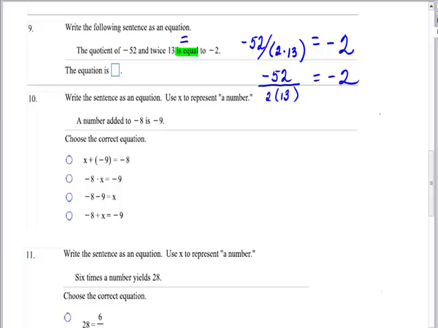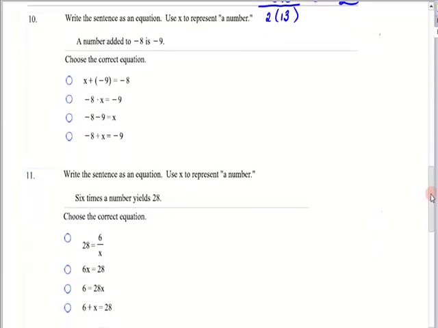Number 10. These are multiple choice. You're still going to need to do the translation, but the right answer is sitting there for you to pick. All right. A number added to negative 8 is negative 9. A number, x, added to negative 8 is negative 9. I have ignored the answer choices while I was translating, and now I'm going to look at them. And there's not one that's identical to what I have.